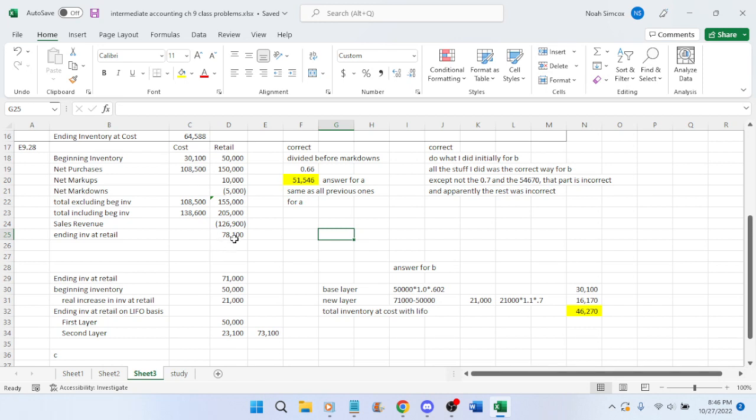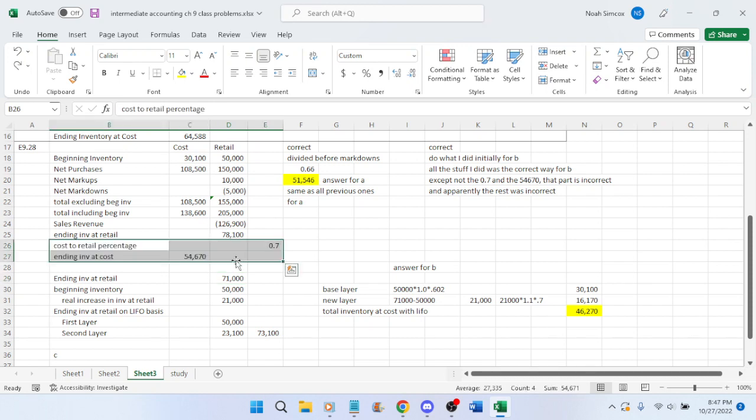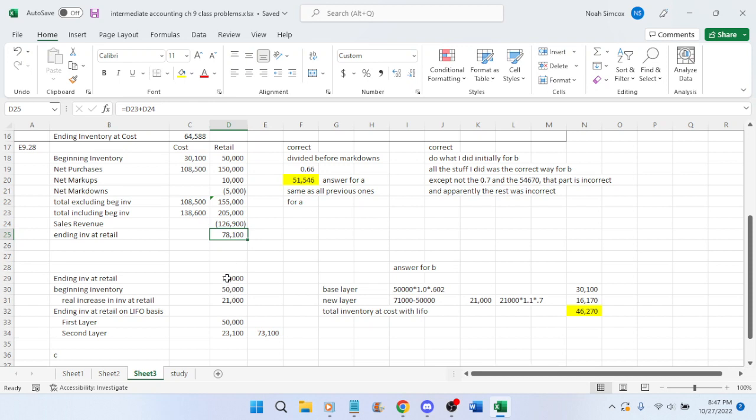Apparently everything up to this point was correct? Are you sure about that? How did... This does not look correct because this should be the correct answer. How on earth is 78,100 correct? Was I wrong to delete this stuff? No, I don't think so. But this is obviously incorrect because this is supposed to be the correct thing for it, not this.